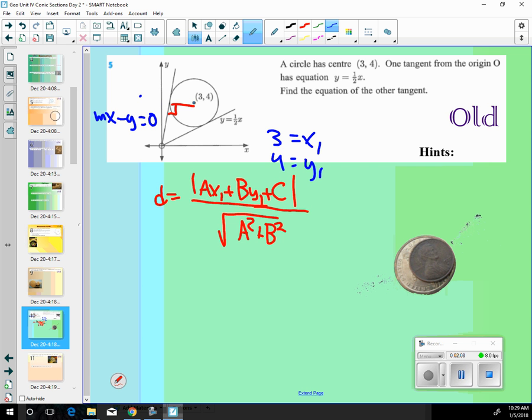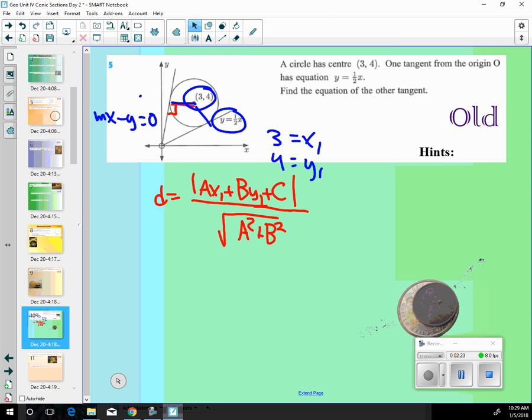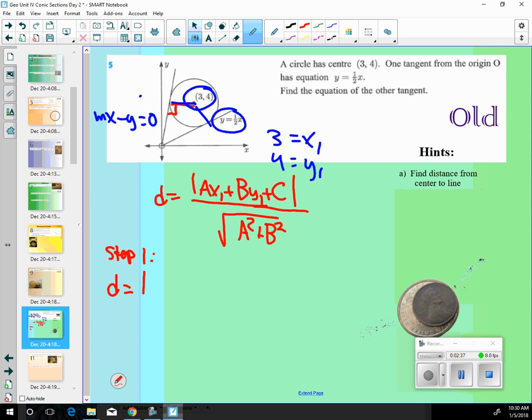And we could figure it out because we know this line. So we could find the distance from (3, 4) to this line. That distance will be the same as that one. So we need to find the distance first. My little hint here is: find the distance from the center to the line first. So we're going to do that. Step 1. For this one, I'm going to find the distance, which is d.